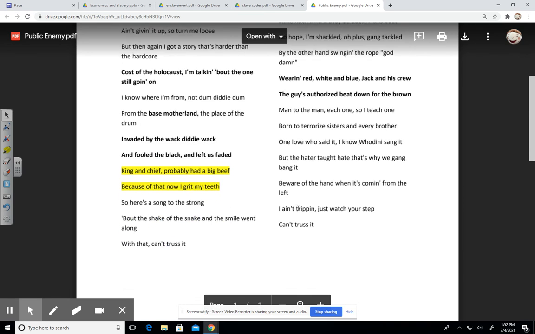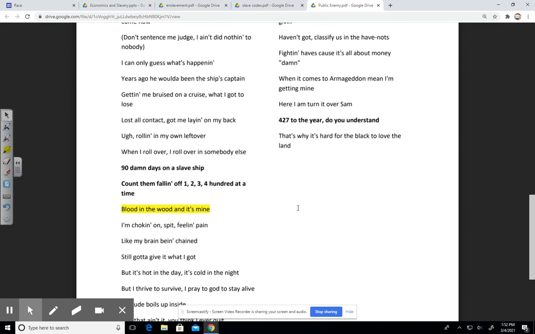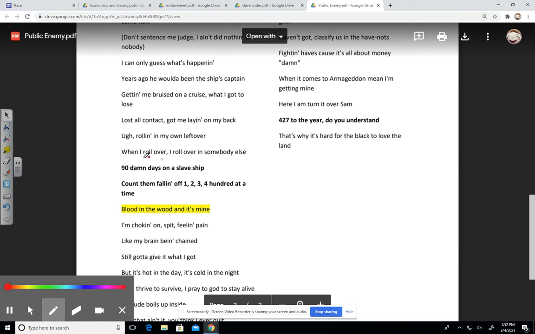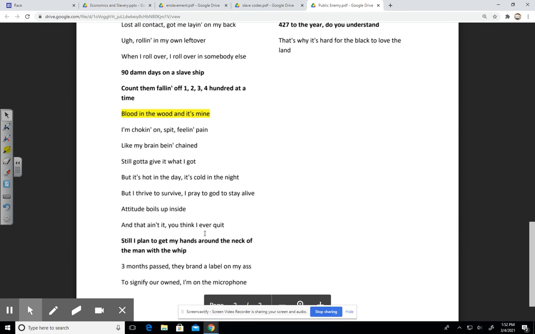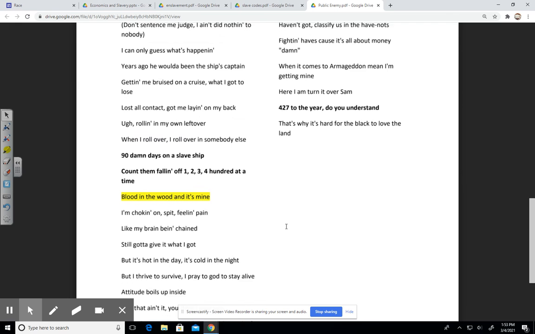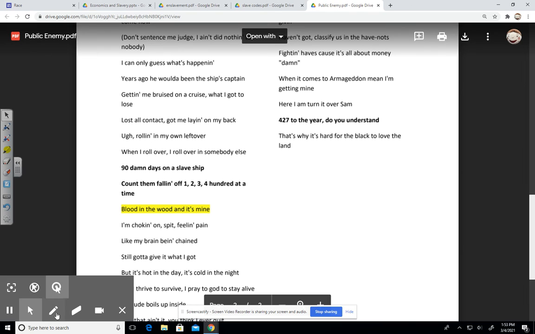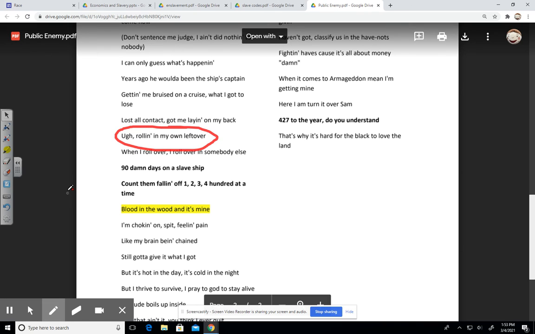Let's see, I'm not going to address all of these items here. Reference here to the 3-month journey: blood in the wood and it's mine. That's the tight packing. There's a section here. It says, 3 months past, they brand a label on my hash, identifying that slave as property to the individual. Rolling in my own leftover, which goes back to tight packing.